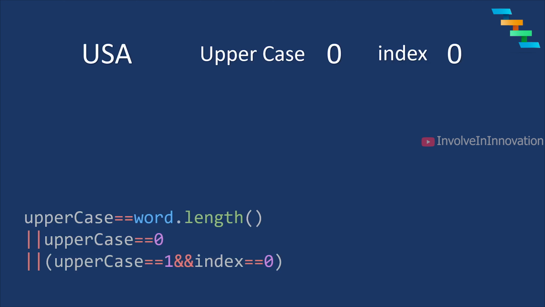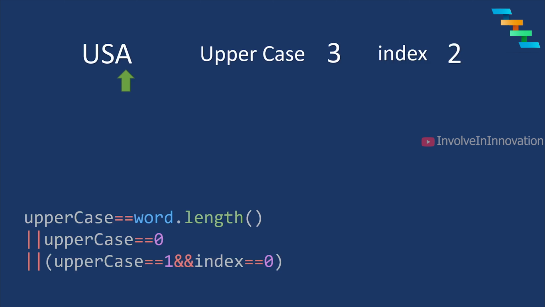Here we will declare two variables. One is to make note of the number of uppercase letters and one is to note the last capital index. So in this case of USA, in the first iteration we will have the uppercase as 1 and the index set to 0. In the second iteration we will have the uppercase set to 2 and the index set to 1. In the third iteration we will have the uppercase set to 3 and the index set to 2.